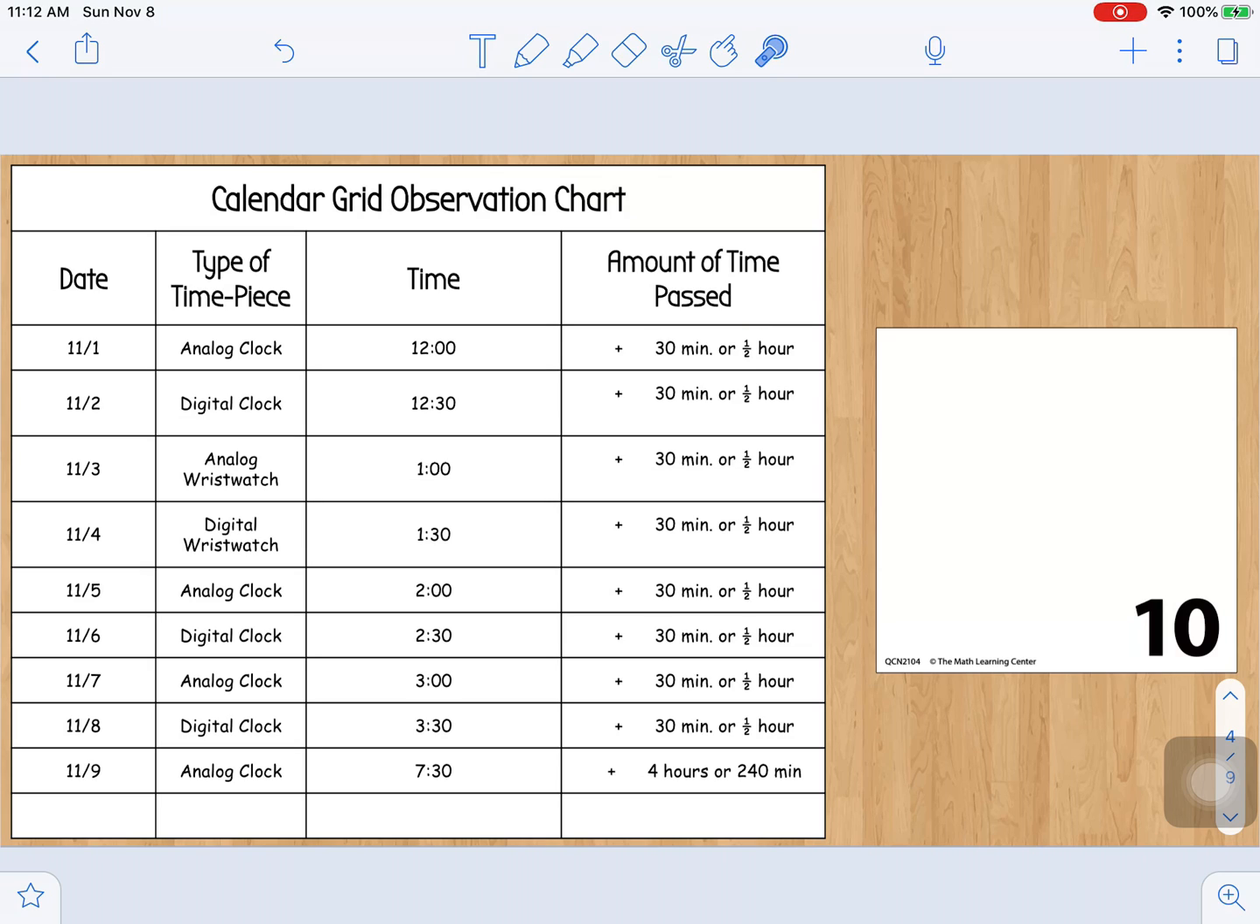So far, we saw a pattern where we were adding 30 minutes every single day, or we could say half an hour. But then yesterday, something changed, and instead of 30 minutes, we added 4 hours. So what do you think the amount of time passed today will be? Those are some great predictions. Let's go ahead and flip over a calendar marker for today.